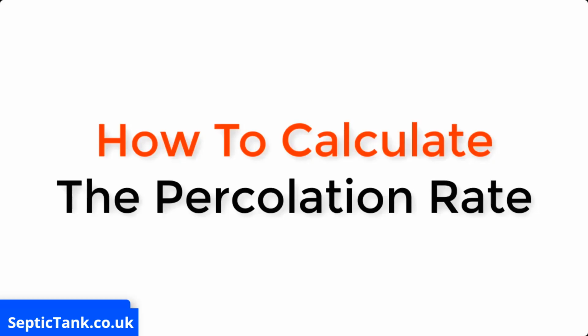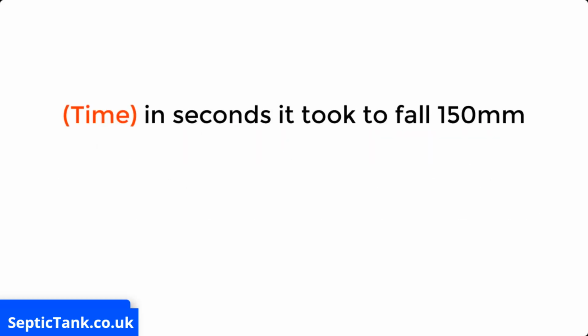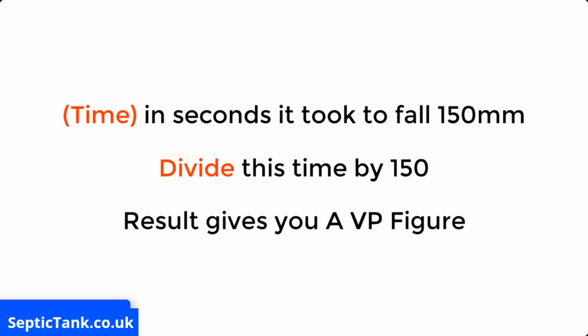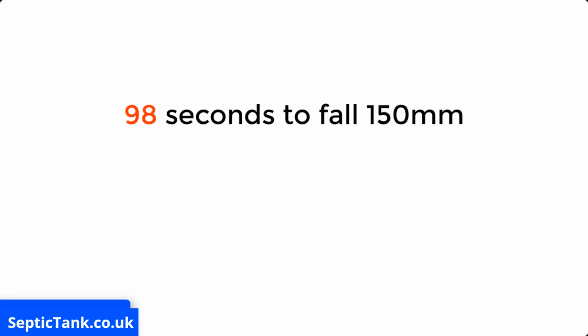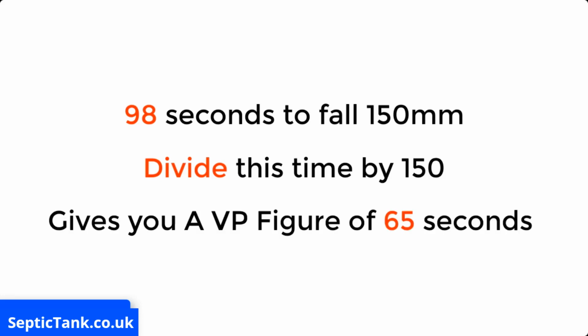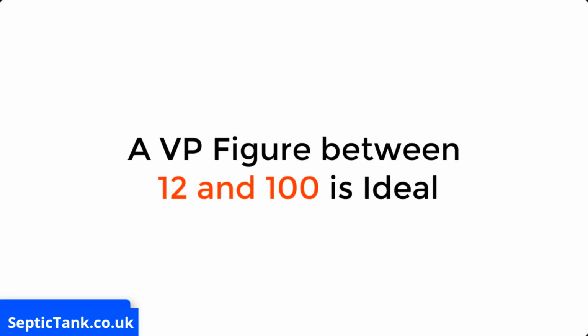So how do you calculate the percolation rate? It's really easy. You take the time it took in seconds for the water to fall 150 millimeters, then you just divide this time by 150, and this result will give you a VP figure. So for example, let's say it took 9,800 seconds for your water in the soakaway hole to fall 150 mil. Then you just divide this time by 150, and that gives you a VP figure of 65 seconds, which is brilliant because a VP figure between 12 and 100 is ideal.